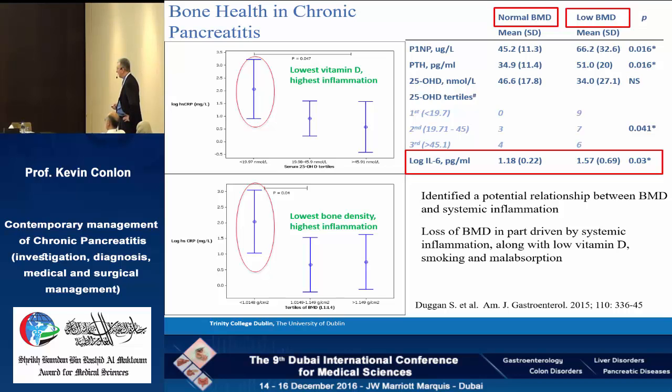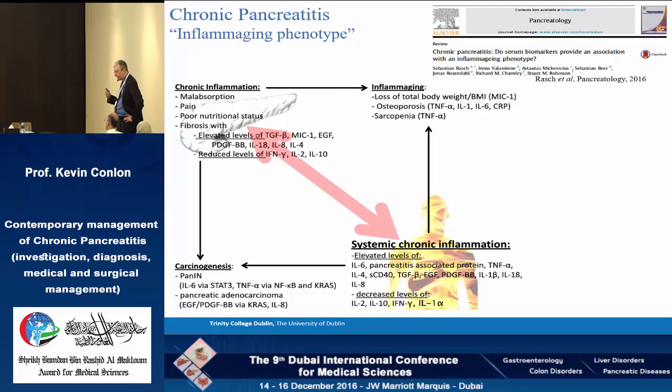So this has prompted a number of other groups to look at this, and it's very nice to come out with a statement first and have other groups support it. And this is now from last month's Pancreatology, where Rasch and colleagues have suggested that we have what they call an inflammaging phenotype. If you get the chronic inflammation of malabsorption, pain, and poor nutritional status, and you have a systemic chronic inflammation, and other groups like us have shown that IL-6 is increased, as well as some of the other markers of inflammation, such as tumor necrosis factor alpha, then what you get is a loss of total body weight, osteoporosis, and sarcopenia, all of what we see in chronic pancreatitis.